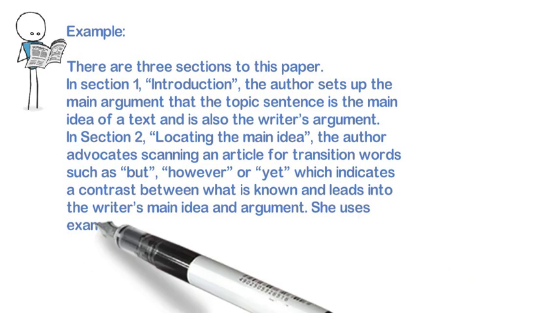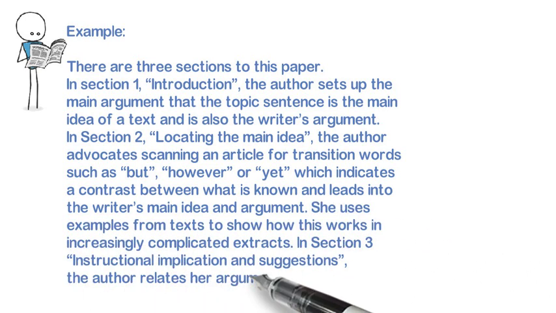In section 2, locating the main idea, the author advocates a number of strategies, scanning an article for transition words such as but, however, or yet, which indicates a transition about what is known and leads to the writer's main idea or argument. She uses examples from texts to show how this works in increasingly complicated extracts. In section 3, instructional implications and suggestions, the author relates her argument to teaching.